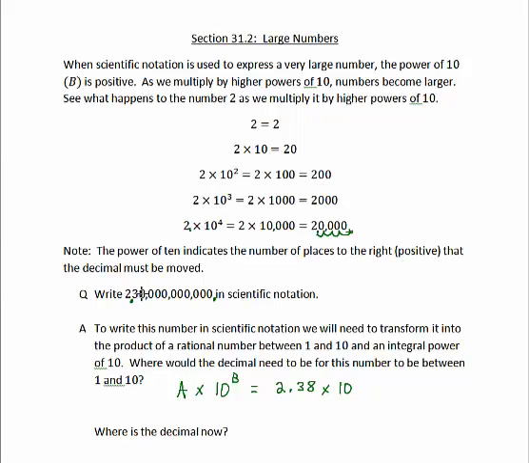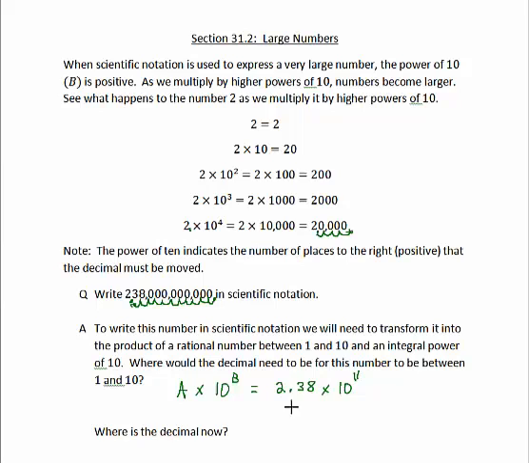So for 238 billion, the decimal point actually starts here, but we want it over here behind the 2 in order for it to be in scientific notation. To get it there, we had to go 1, 2, 3, 4, 5, 6, 7, 8, 9, 10, 11 places. That is what our exponent of our 10 should be.